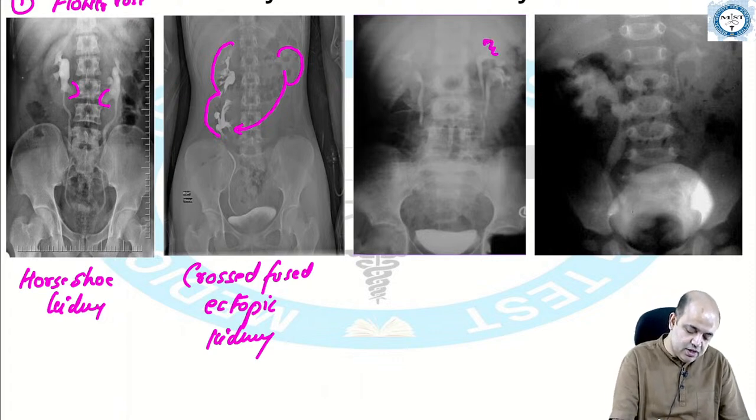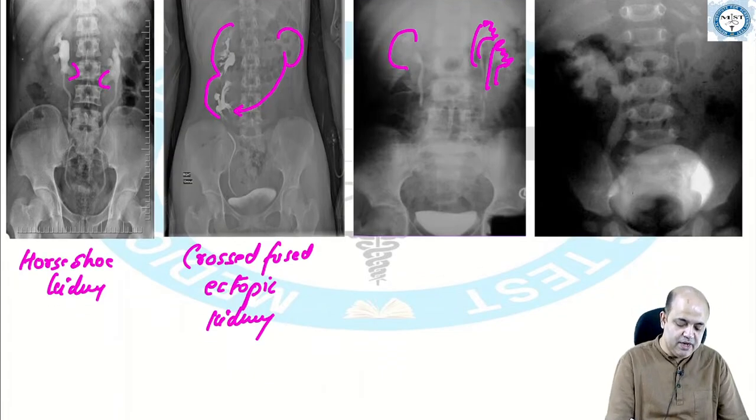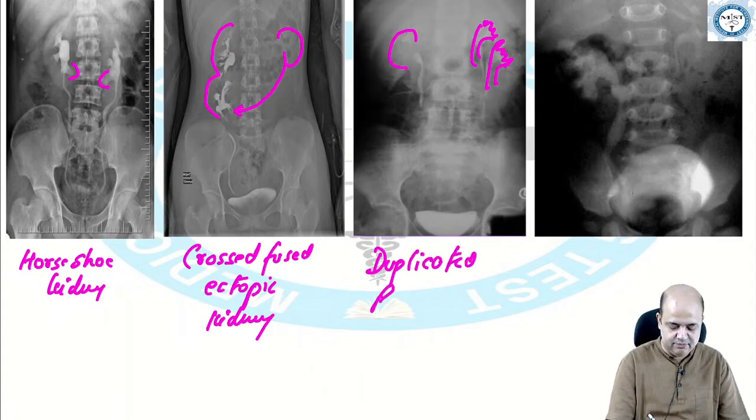Here what do we see? We see one kidney over here and we have two pelvic calyceal systems. This is a duplicated pelvic calyceal system.